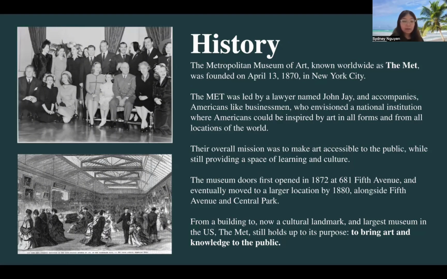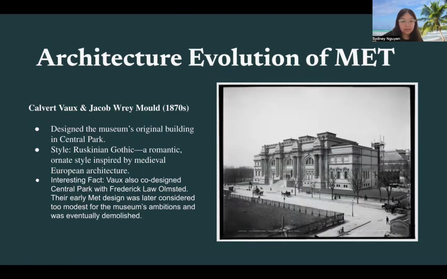So their overall mission was to make art accessible to the public while also providing a space of learning and culture. The museum doors first opened in 1872 at 681 Fifth Avenue and eventually moved to a larger location by 1880, which was located alongside Fifth Avenue in Central Park. And it started from a building and is now a cultural landmark and is one of the biggest museums in the US. So luckily, it still holds up to its purpose and motto, which is to bring art and knowledge to the public. Moving on, we're going to be looking into the architecture evolution of the Met.